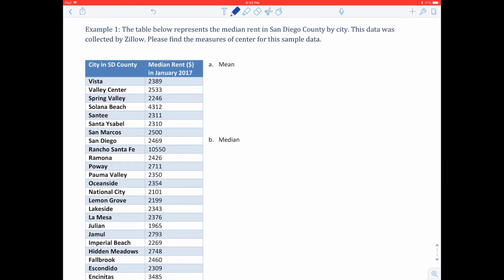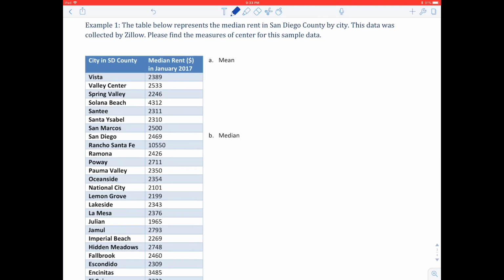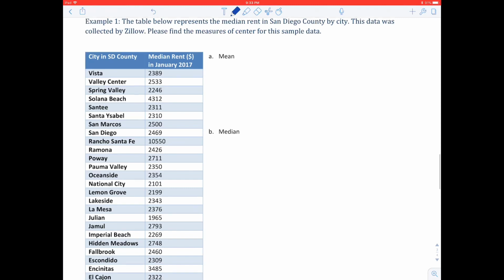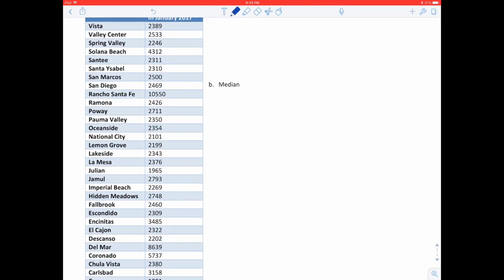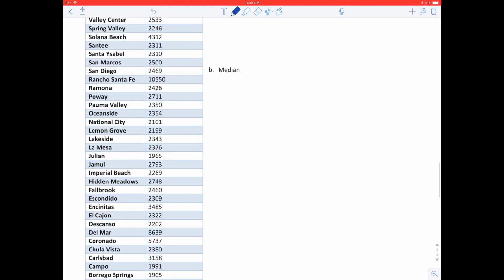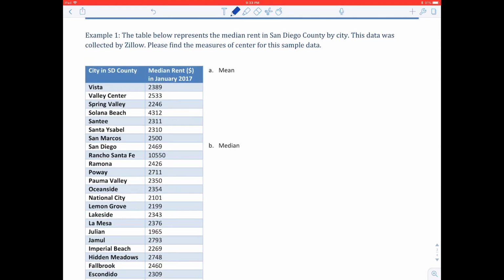All right, so let's check out this problem. Again, real life data. Your poor instructor is learning JMP as you are, and I am also learning how to find data online. I don't know how wonderful this data is. This in particular came from Zillow, but I want to make it relative to us. So this table represents all of the cities in San Diego County. So let's find the measures of center and check them out.